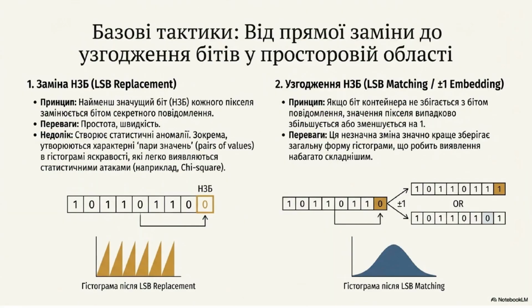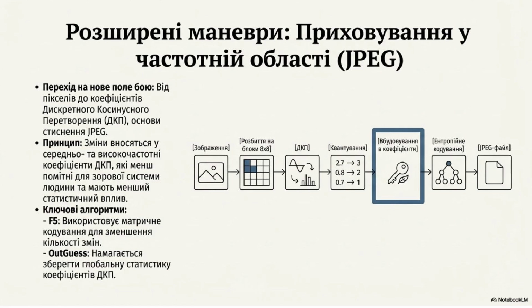Basic steganography tactics include LSB replacement, which is simple but creates statistical anomalies. A more sophisticated method is LSB matching, or plus or minus one embedding, which better preserves the histogram shape, making detection much harder.